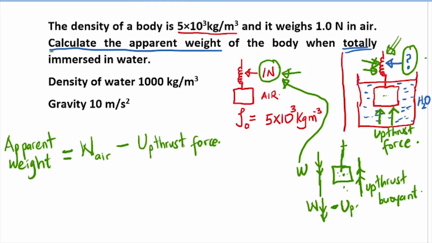Sometimes it's called the buoyant force, the upthrust force. So when these forces cancel out, the balance is what is going to be referred to as the apparent weight. So we are going to get started with our calculations.